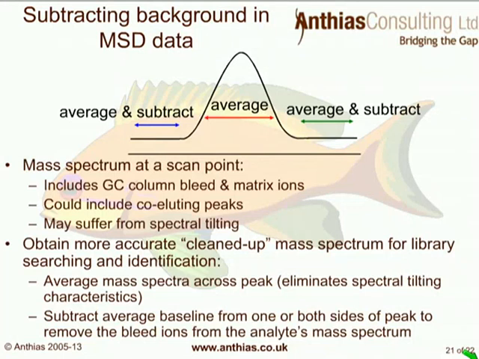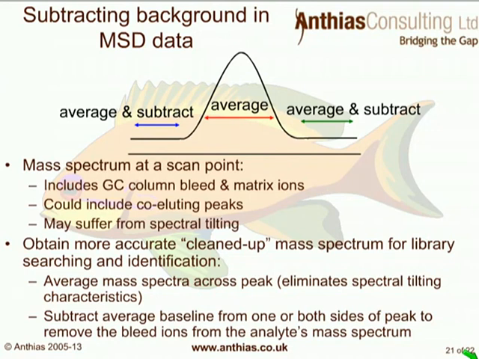And finally, how to deal with mass spec data, particularly from the GC perspective. So the GC column will be bleeding all the time, which produces a background of column bleed ions within our mass spectra. So when we're taking a particular mass spectrum at a certain scan point, this will include the GC column bleed and the matrix ions. It can also include coalescing peaks and may also suffer from spectral tilting, as discussed earlier.